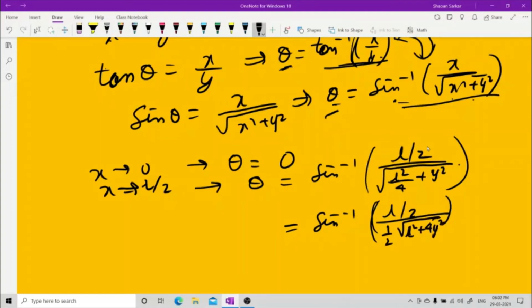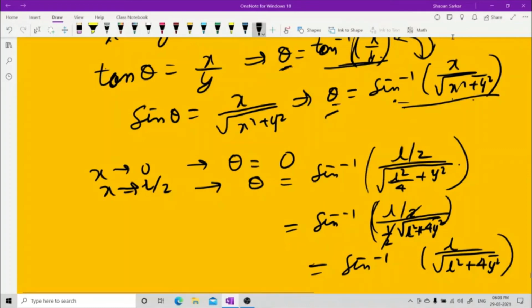This you will get L square plus 4y square. This half and this half will cancel out. This sine inverse would be L upon under root L square plus 4y square. This is very, very important for you to understand. Now, why I took sine inverse, I'll tell you right now.